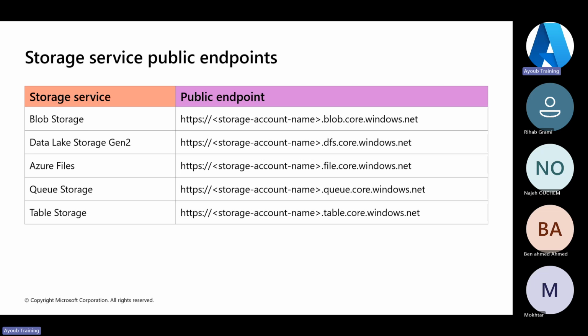And the rest is still the same format. Just the first part you need to choose. This one is file, queue, table. So this is about the storage public endpoint.